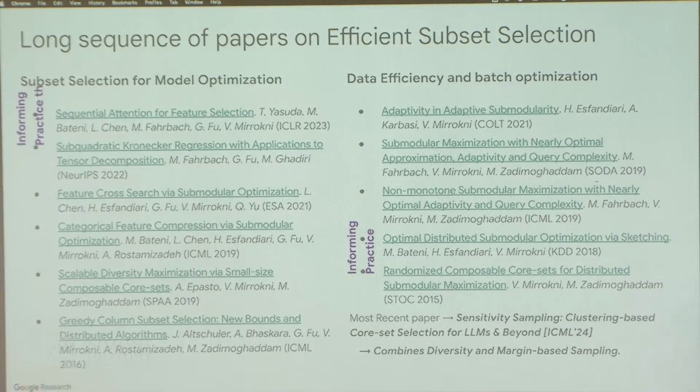So for subset selection, before I dive into the context and some of the specific results, we have used subset selection as a whole in the context of both model optimization when we do feature selection, and also in the context of data efficiency and batch, or adaptive optimization of the models. Let's call it the active learning, basically. We have written many papers, and I can tell you that only a handful of these papers have been really useful for us in practice.